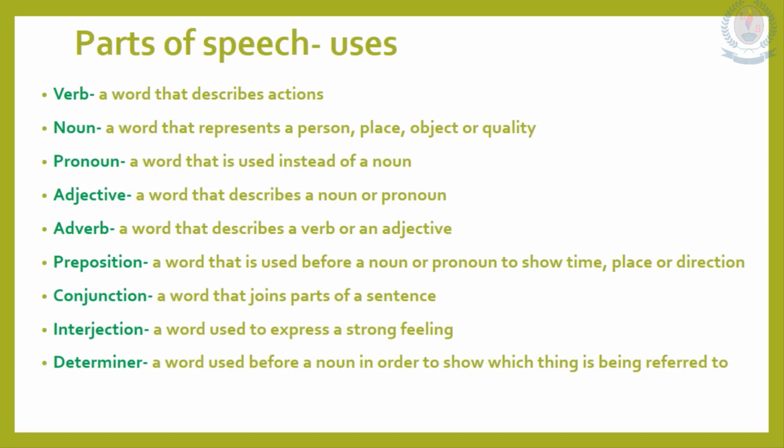An interjection is a word used to express strong feelings. A determiner is a word that is used before a noun in order to show which thing is being referred to. This is the book that I was reading before. Right, children?